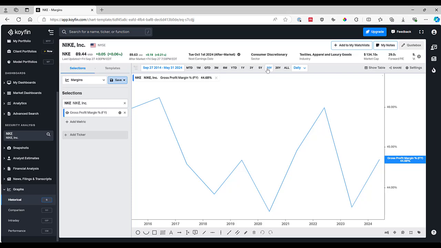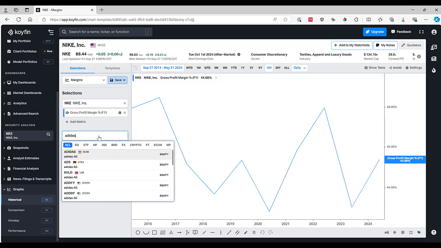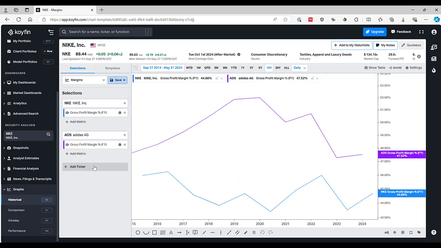I can also add another company to see how they compare. Click Add Ticker. Choose your company. I'll do Adidas. Now I can compare the gross profit margin of Adidas to Nike.